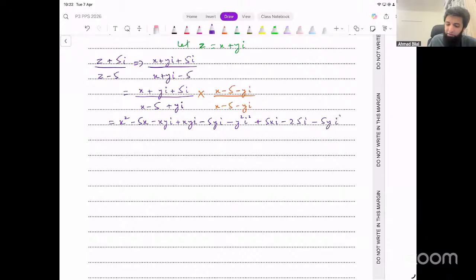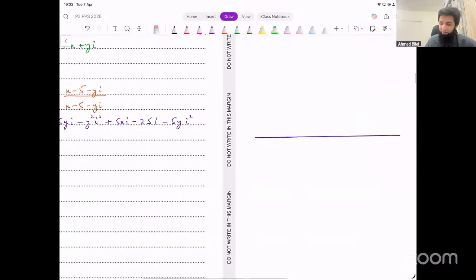5y iota squared. Now you have to be careful in this working. A lot of careless errors happen in this working, so you have to be careful that you're not making those mistakes. In the denominator, what do we have in the denominator now? Let's write that as well.